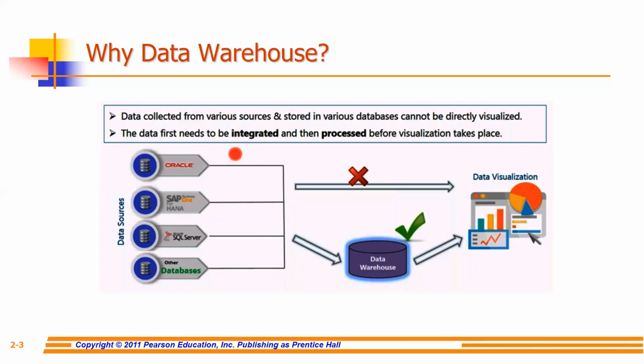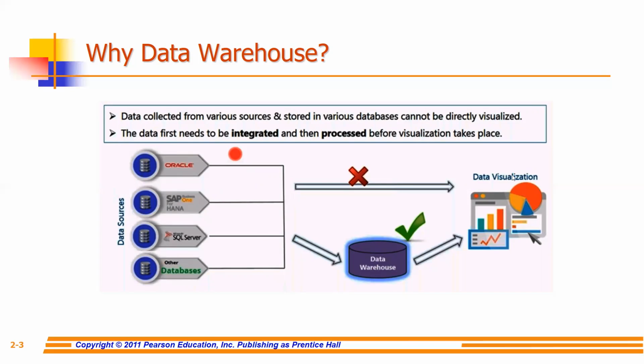What are the key features of a data warehouse? The data sources are there. Suppose the data is stored in Oracle or SAP or SQL Server. These are the different sources. These sources contain the transactional data at the different stores or different segments of the company. And this data will be taken into the data warehouse.